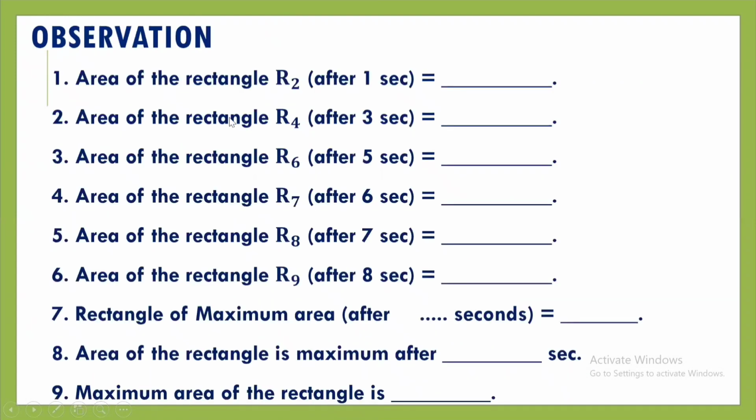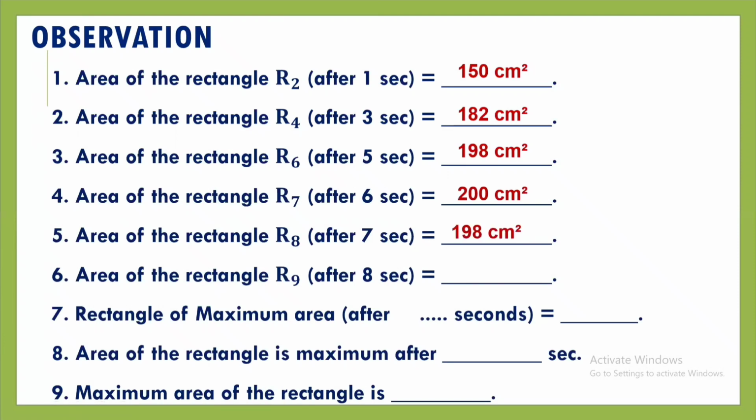The observation, area of the rectangle R2. R2 was what? Reduce 1 from the length of the original rectangle, that becomes 15, and add 2 to the breadth of the original rectangle, which becomes 10. So you get 15 into 10, which is equal to 150 centimeters square. After 2 seconds, you got R3. After 3 seconds, you got R4. And from whatever we had found out, we can write out the answers.